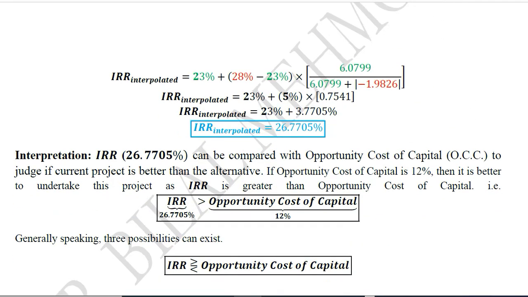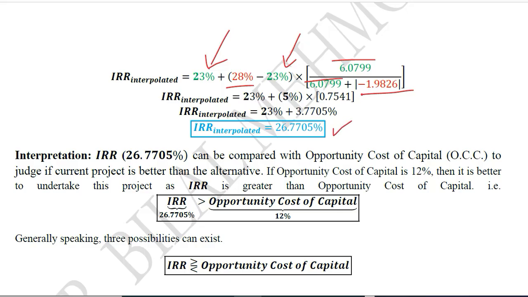Here we have done the same, that we have substituted the values, that is, the lower discount rate, the higher discount rate, the NPV at higher discount rate, which is actually lower, and the NPV at lower discount rate, the value of which is actually higher because of the negative relationship of NPV and discount rate. So we can easily solve it, and the answer is this.